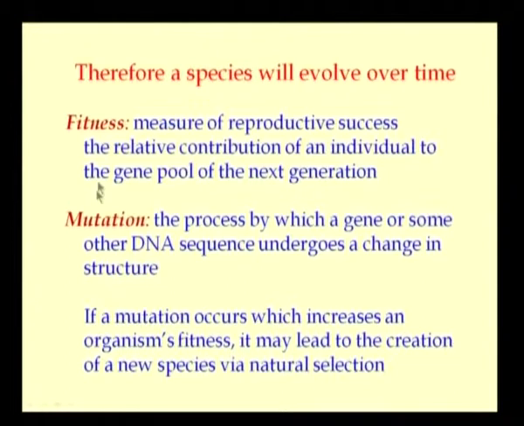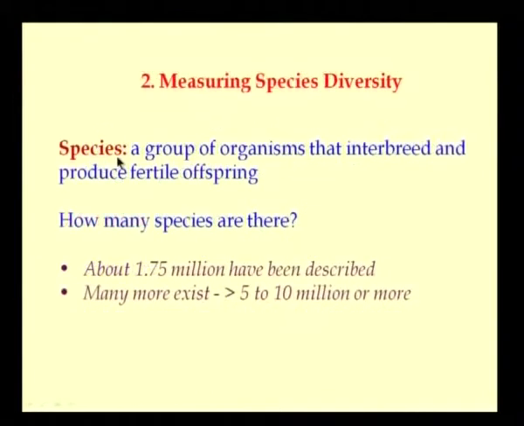So, it is dependent on fitness, and the other parameter is the mutation. So, fitness is a measure of reproductive success, the relative contribution of an individual to the gene pool of the next generation. Whereas mutation is something that happens suddenly, and is the process by which a gene or some other DNA sequence undergoes a change in the structure. So, if a mutation occurs which increases an organism's fitness, it may lead to the creation of new species via natural selection. Species. So, what is a species? It is a group of organisms that inbreed and produce fertile offspring.